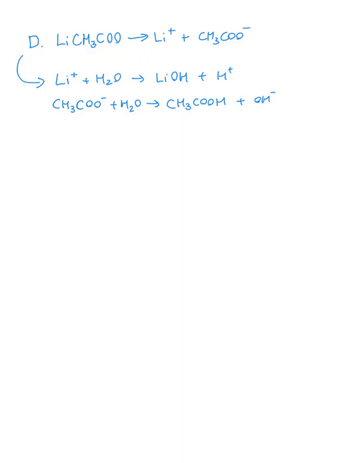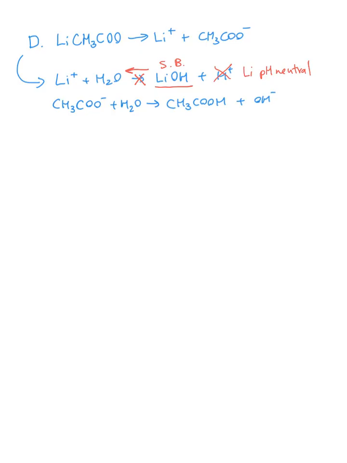When you react lithium ion with water, you are going to get lithium hydroxide and proton. However, lithium hydroxide is one of the strong bases. Because a strong base is fully ionized, it will most likely stay in the dissociated form of lithium ion. That means the forward reaction is not going to happen. Therefore, the proton ions will not be produced. That means the lithium ion is pH neutral.